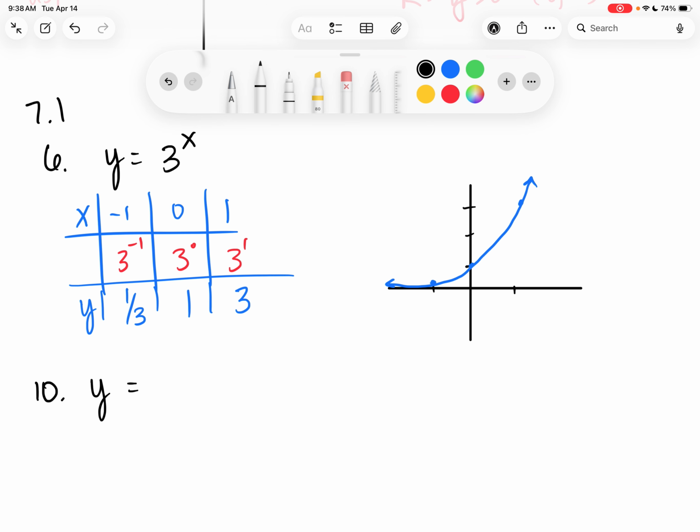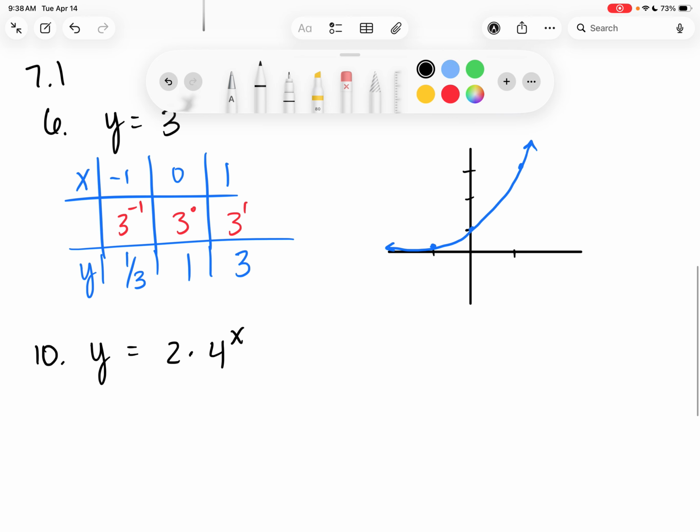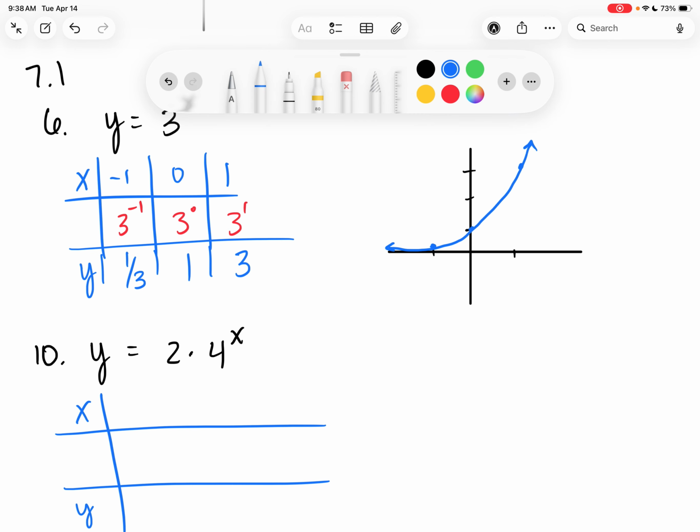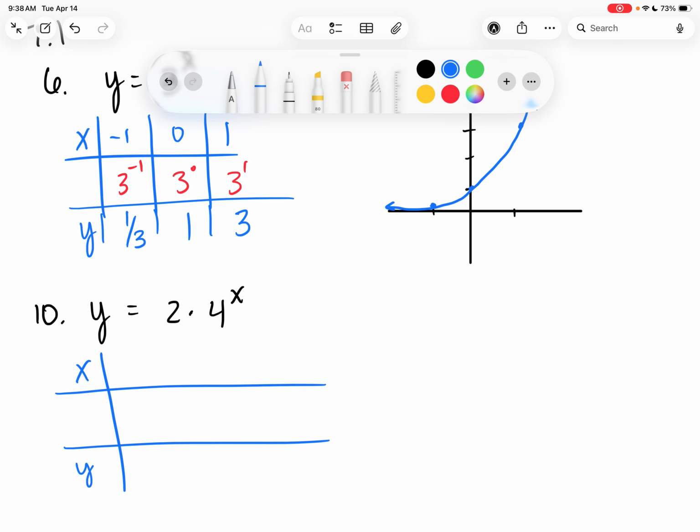10. Y equals 2 times 4 to the x. So I'm going to do the same thing. So one like this might be useful to have that middle step spot if you want it. I'll do it for now just so we can see what's happening. But still negative 1, 0, and 1.